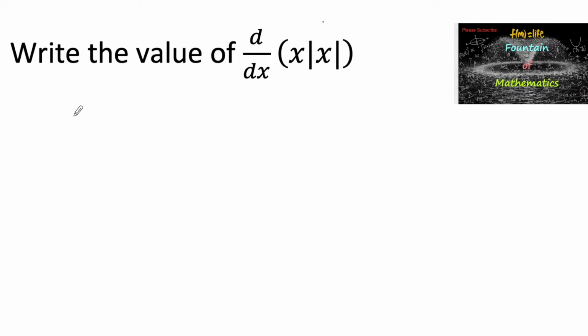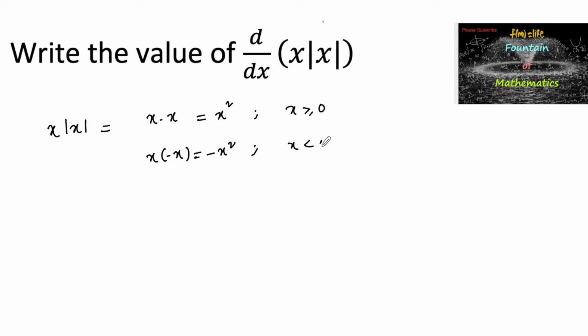Write the value of d by dx of x mod x. Let us simplify x mod x. So we can write x mod x is equal to x into x, that is x square, when x is greater than or equal to 0, and we can write x into minus x, that is negative x square, when x is less than 0. So let us consider the two cases.